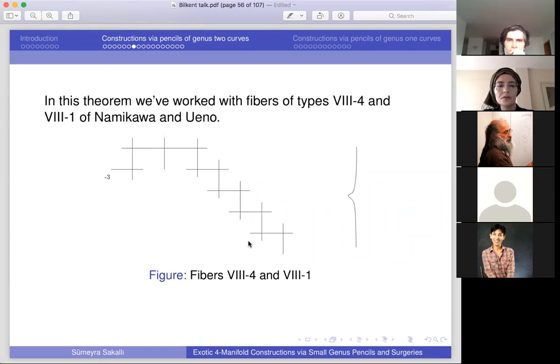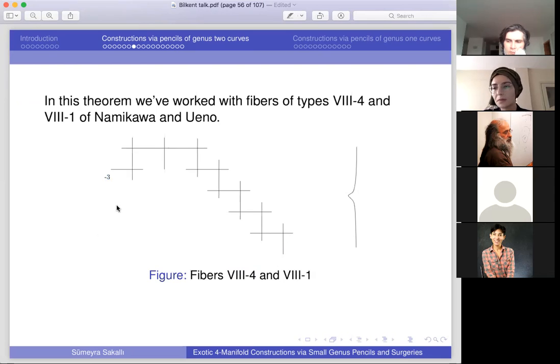On the left, you see the fiber of type 8,4. It is a configuration of spheres. Here, every line denotes a 2-sphere, and the self-intersections are all -2, except this first one, which has self-intersection -3. So we have some irreducible components. These are spheres, and the multiplicities are different for each component.